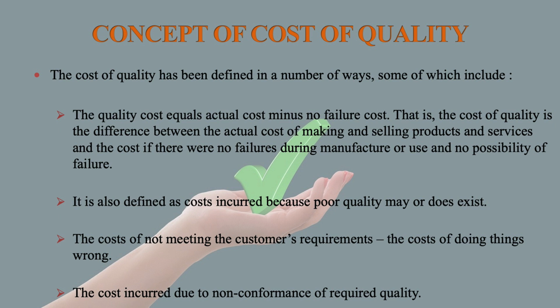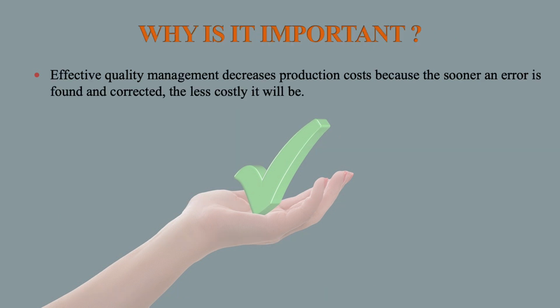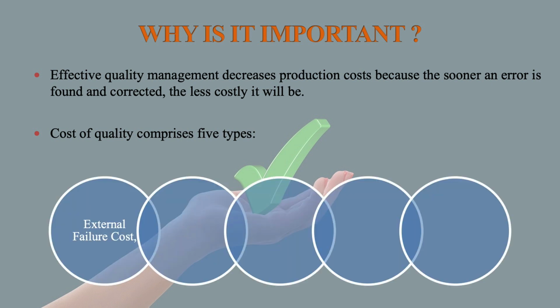Why is it important? The cost of quality. Effective quality management decreases production cost because the sooner an error is found and corrected, the less costly it will be. Cost of quality comprises 5 types, which are external failure costs, internal failure costs, inspection costs, prevention costs, and appraisal costs. These are the 5 types of cost of quality.